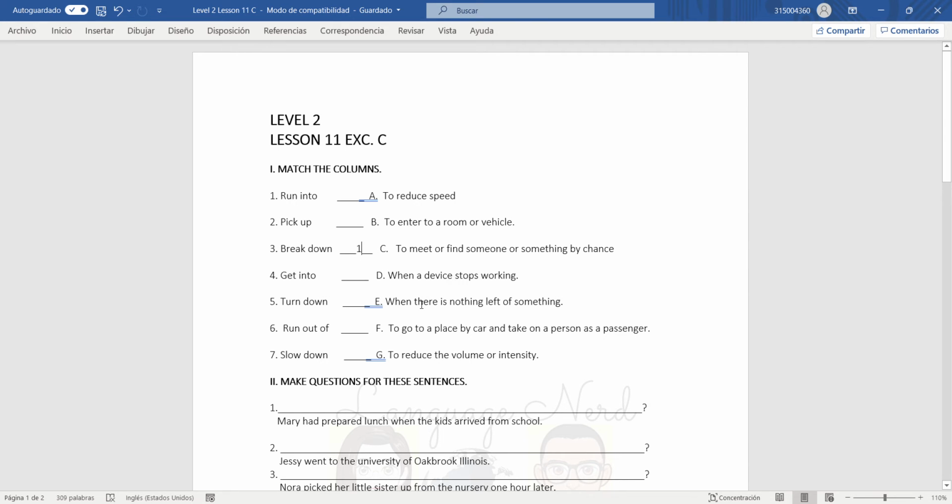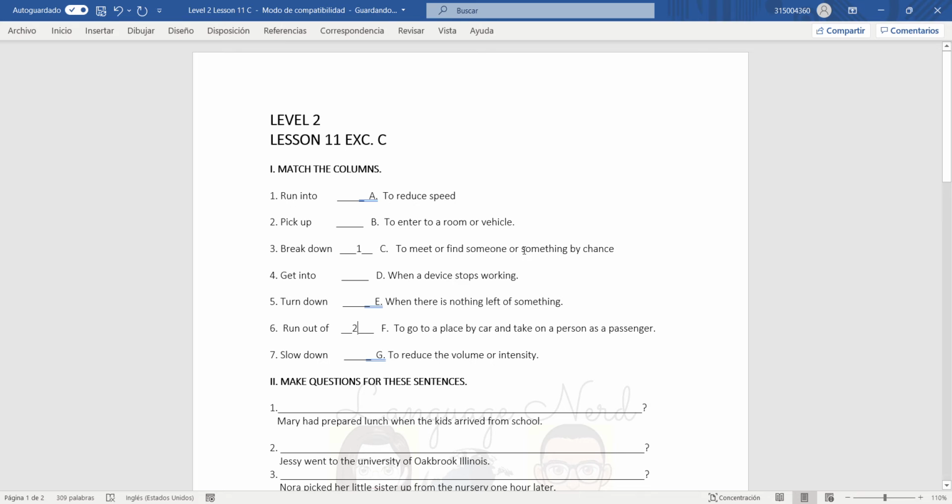Then pick up. The description for this phrasal verb, pick up, is letter F, to go to a place by car and take on a person as a passenger. So you take a person and then you take them to another place, and that's the definition of pick up.